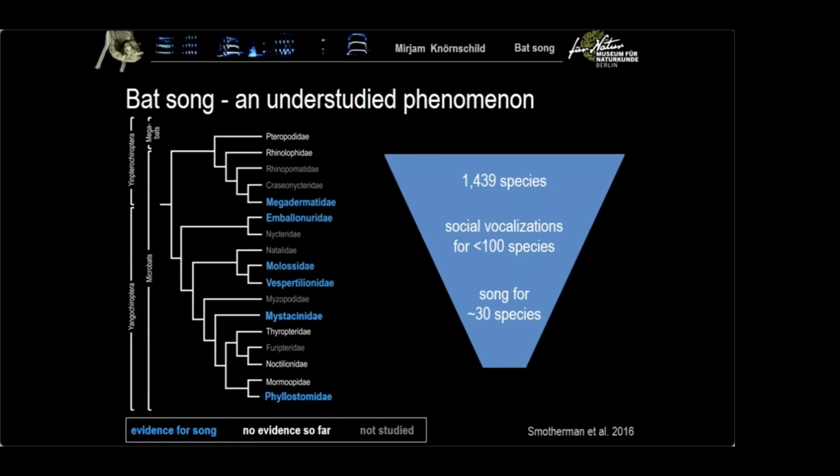And when we move away from the family level and actually go to the species level, it's looking even darker. So we currently have, my last count was 1,439 species. We have social vocalizations, any social vocalizations, not just song, for less than 100 of these, over 1,400 species. And within these roughly 100 species, song has been described for around 30 species. So I'm arguing that song is actually not rare at all in bats. It's just very unstudied.